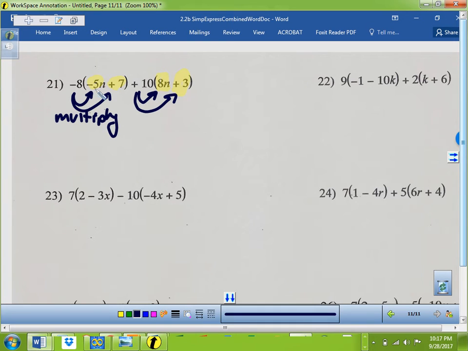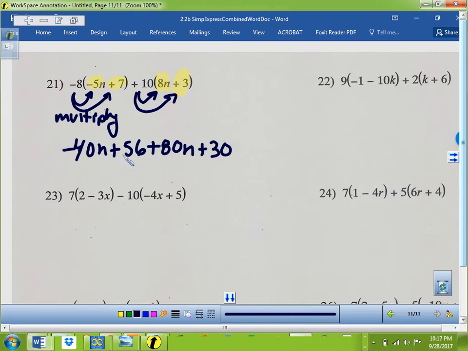So negative 8 times negative 5n, that's negative 40n. Negative 8 times positive 7 is positive 56. Then I go to here. Positive 10 times 8n is positive 80n. Positive 10 times positive 3 is positive 30.